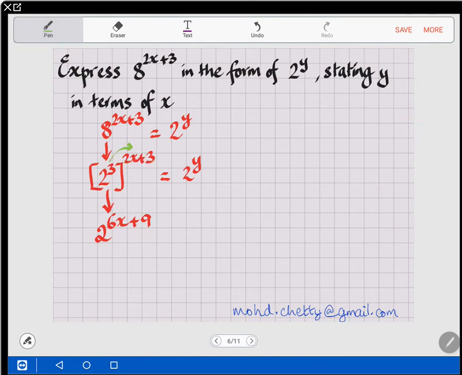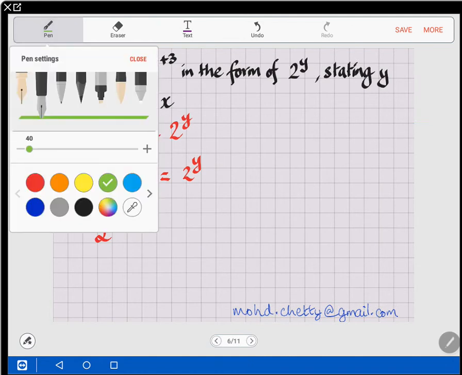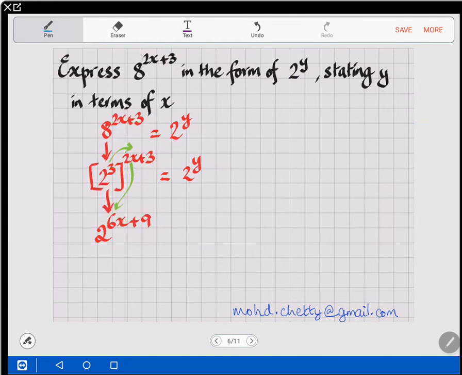3 times 2 becomes 2x, 3 times 3 becomes 9. And this is equal to 2 to the power y. That's it, expressly now. And what is y? y is equal to 6x plus 9. Here's your answer. 2 marks in the exams.